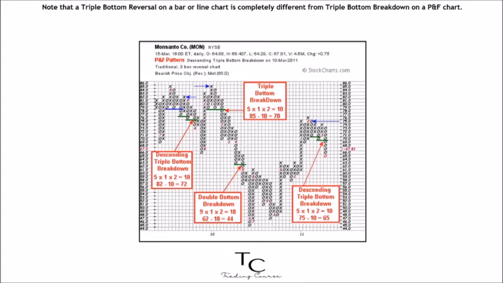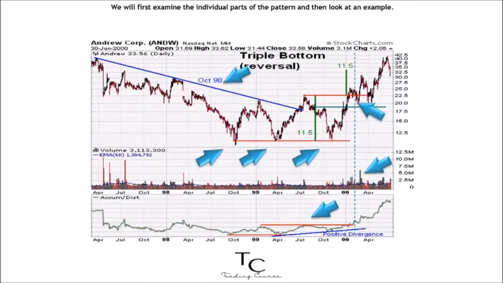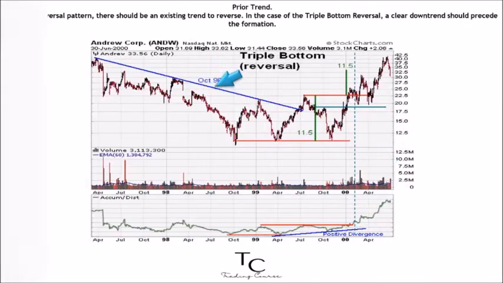a P and F chart. Namely, triple bottom breakouts on P and F charts are bearish patterns that mark a downside support break. We will first examine the individual parts of the pattern and then look at an example. Prior trend. With any reversal pattern, there should be an existing trend to reverse. In the case of the triple bottom reversal, a clear downtrend should precede the formation.